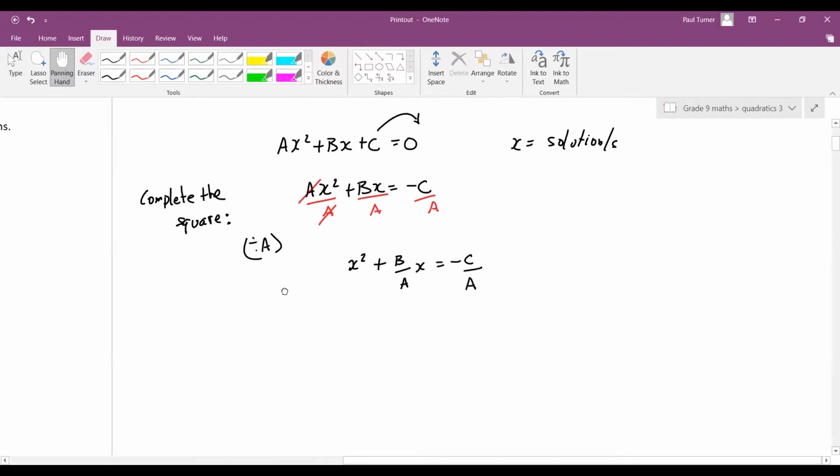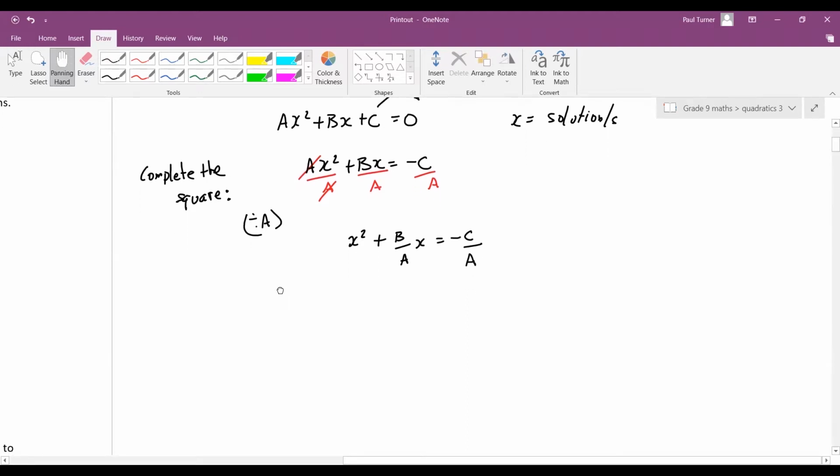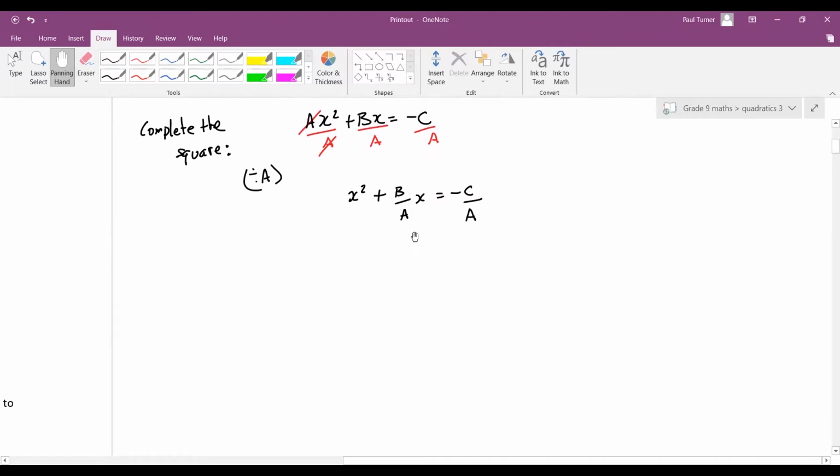Scroll up a little bit. So if you're writing this down, you can, but it's actually in your book. All right, so now what we do, this was our middle number, bx. So it's b on a. So if it's b on a, we will divide that by 2 and then we square it. Remember, just like last week. So you'll get b on 2a all squared. So I'll leave it like that for the time being.